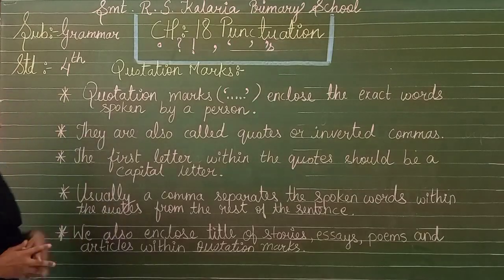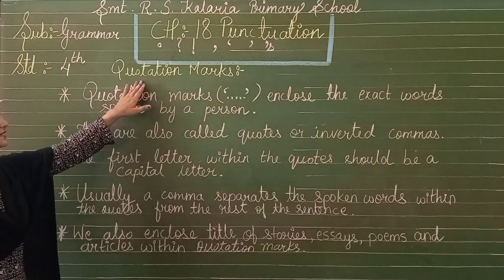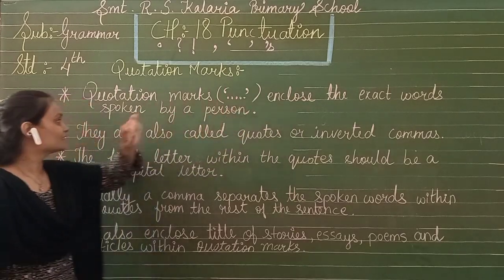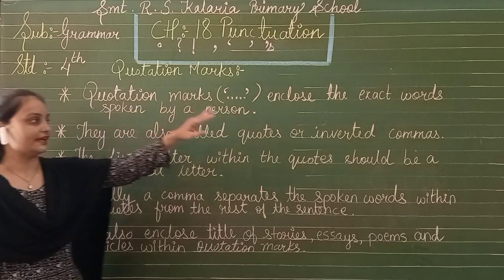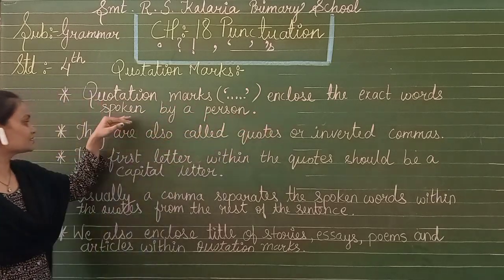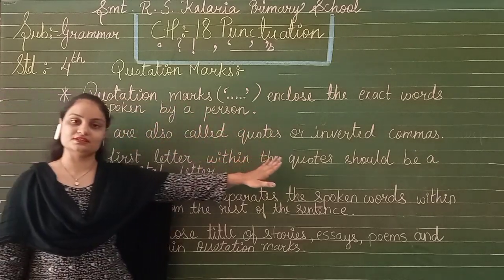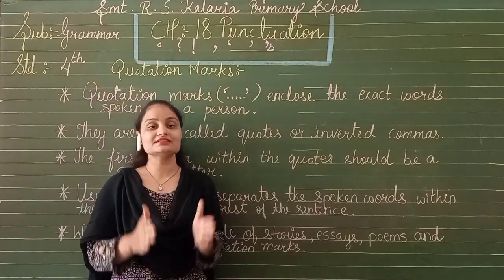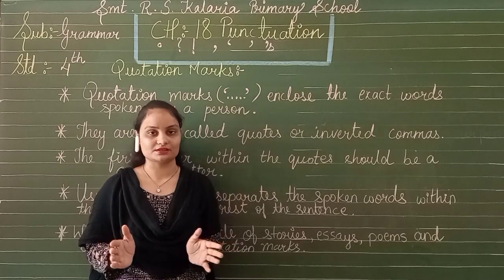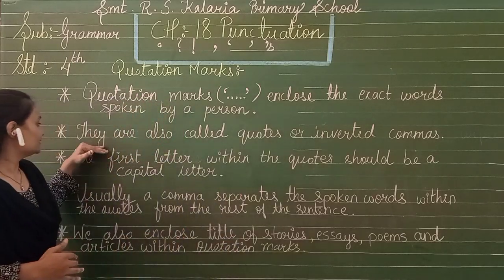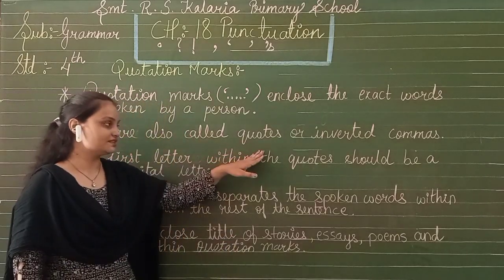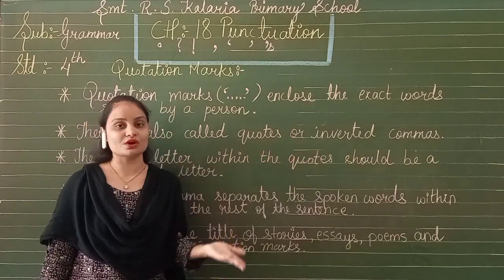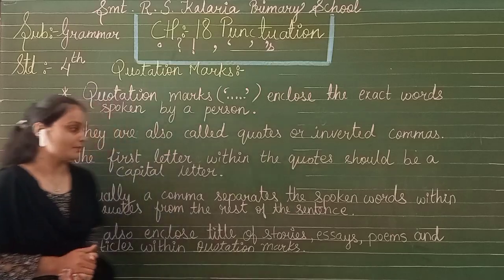Now let's understand about quotation marks. Students, the sign of quotation mark is like this. Quotation marks enclose the exact words spoken by a person. The person who is speaking something, that is enclosed in the quotation mark, right? They are called quotes or inverted commas. They are also known as quotes or inverted commas.